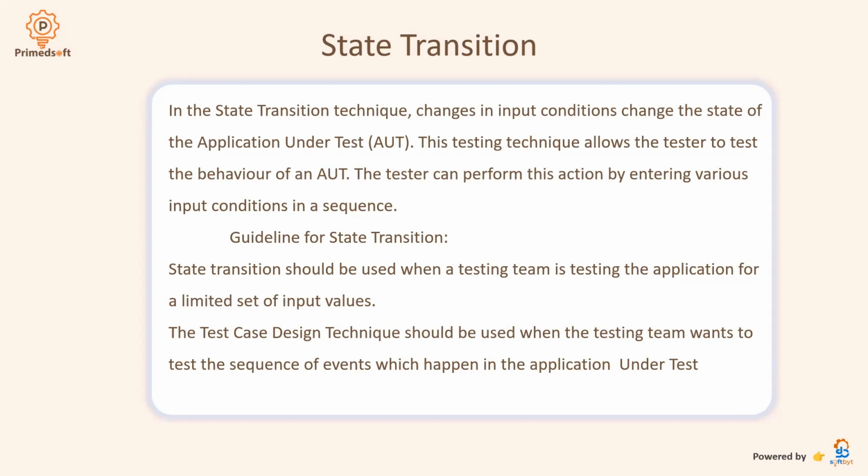Now, what is state transition? In the state transition technique, changes in the input condition change the state of the application under test, AUT. If this is the first time you are hearing AUT, it means application under test. These are all different terminologies for the same thing: the software you are testing. In a stakeholders meeting, they will ask the tester, what is the state of the AUT?